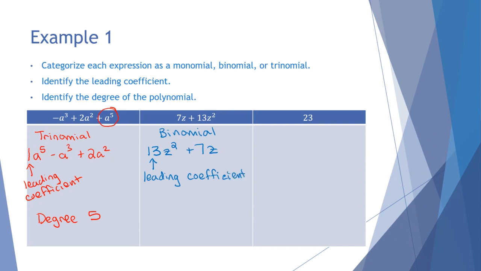And then the degree is the highest exponent. So since the highest exponent is 2, this is degree 2.